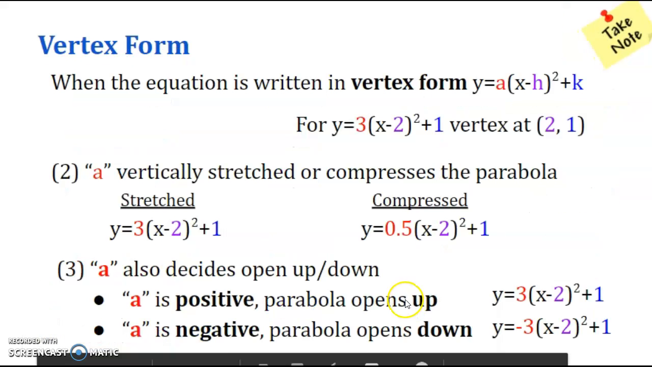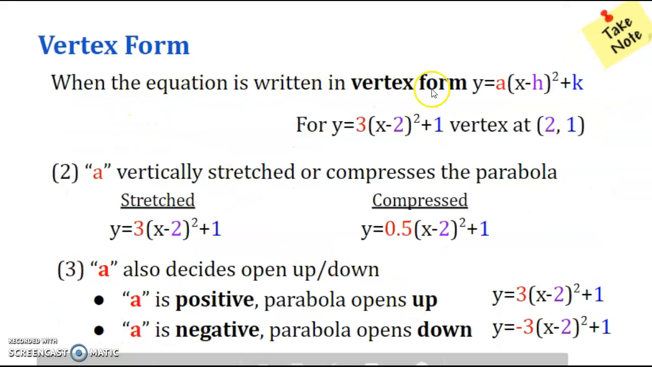So the key things you should realize is that when the equation is written in vertex form, y is equal to a multiplied by x minus h all squared plus k. For y is equal to 3 times x minus 2 all squared plus 1, look at the number that is being subtracted. If there is no subtraction sign, then you want to change it to subtraction by changing both the subtraction and making this number negative as well. So in this case it is just 2, 1. So the vertex is 2, 1.